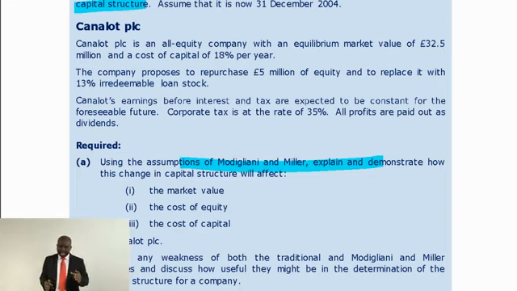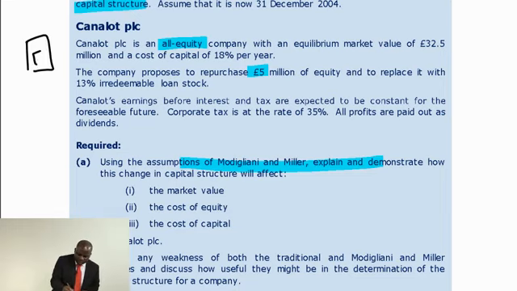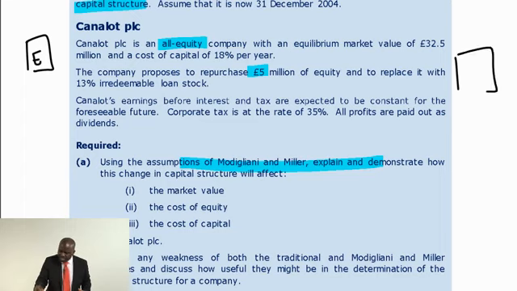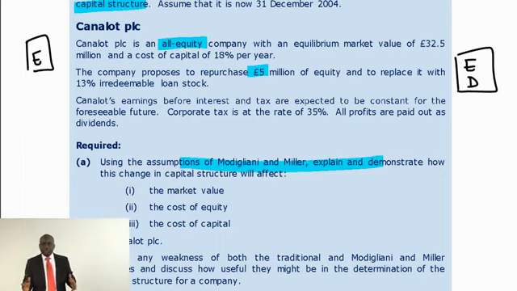So here, Canalot is all equity, okay? And Canalot is thinking of bringing in debt. So currently, Canalot is all equity. When they bring in the debt, they will have debt and then what? Equity. Okay, so it's the same company moving from ungeared position to geared position.